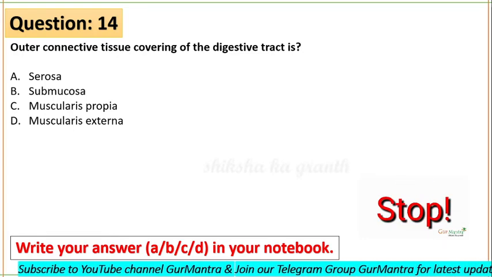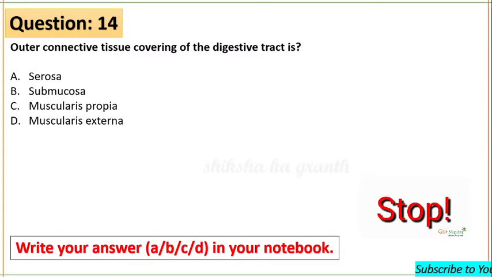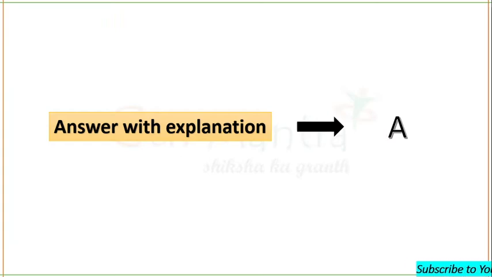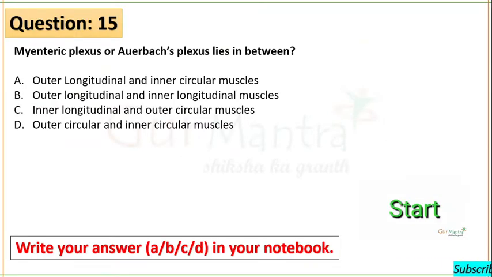The outer connective tissue covering of the digestive tract is serosa. Serosa is the layer made up of connective tissue. A is your right option. Next question is on your screens.